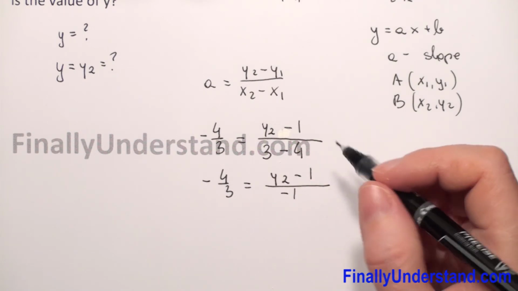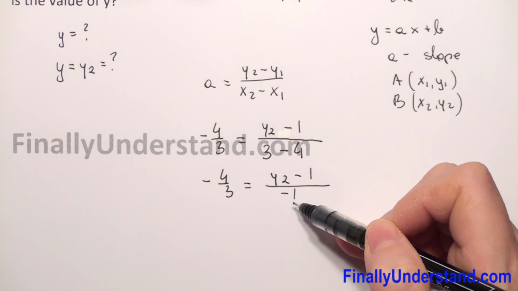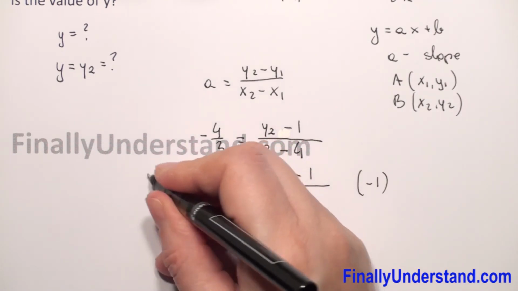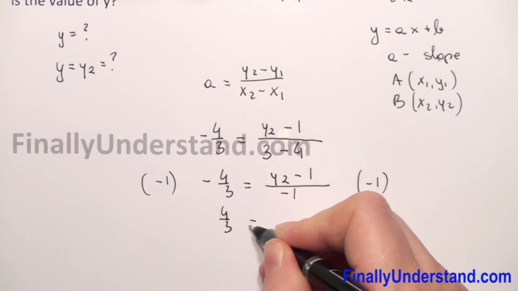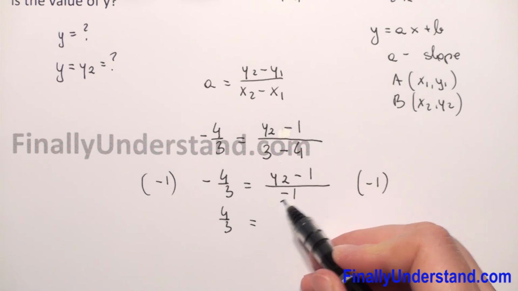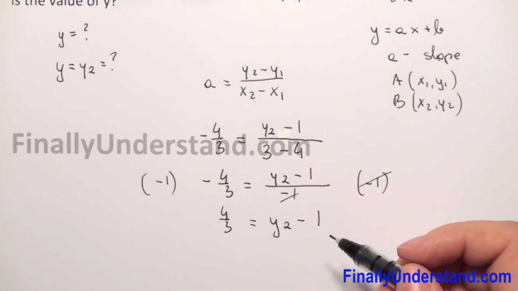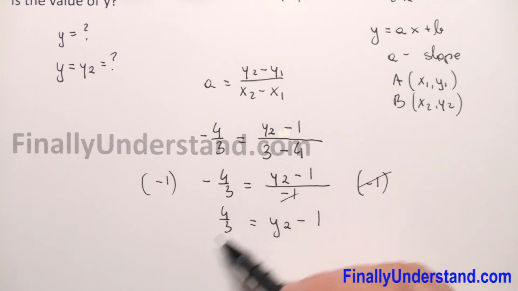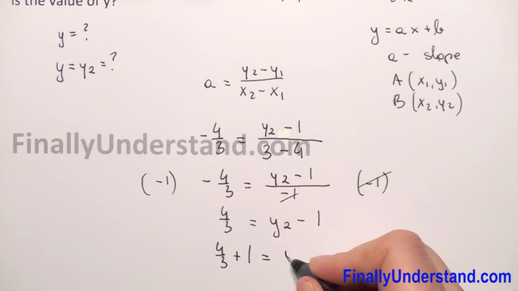What we can do here: we have a negative on the left and a negative on the right. So when we multiply by negative 1 both sides, we will reduce the negative sign. So we will have only 4 over 3 is equal to, and the denominator also will reduce, y2 minus 1. Next, because we need to find y2, I will move negative 1 to the left. So it will be 4 over 3 plus 1 is equal to y2.